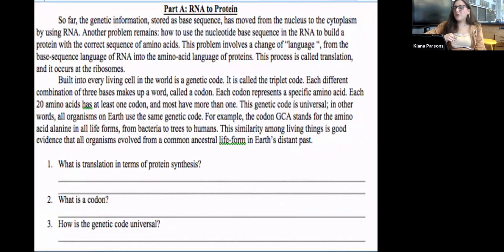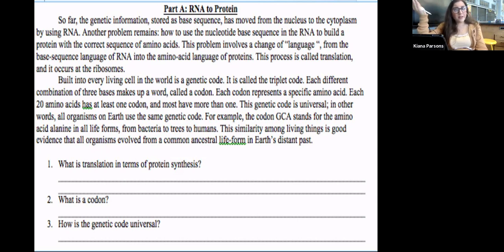So far, the genetic information stored as base sequence has moved from the nucleus to the cytoplasm by using RNA. And remember, we talked about that in day 4. The DNA is transcribed into a strand of mRNA, which is a single-stranded molecule that can safely leave the nucleus and make its way to the ribosome. But now another problem remains: how to use the nucleotide base sequence in RNA to build a protein with the correct sequence of amino acids. This problem involves a change of language, translation, from the base sequence language of RNA into the amino acid language of proteins. This process is called translation, and it occurs at the ribosomes.